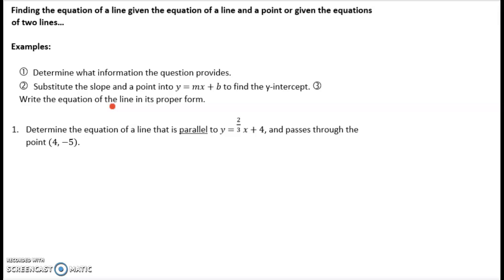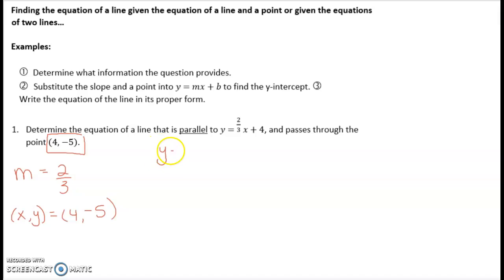Okay, so the first one says determine the equation of a line that is parallel to 2/3 x plus 4 and passes through a point 4 and -5. Okay, so it said parallel. So when we are finding a line that's parallel, that means it has to have the same slope. Okay, so we know that our slope is 2 over 3. Okay, and they also gave us a point 4 and -5. So my xy coordinate point is 4 and -5.